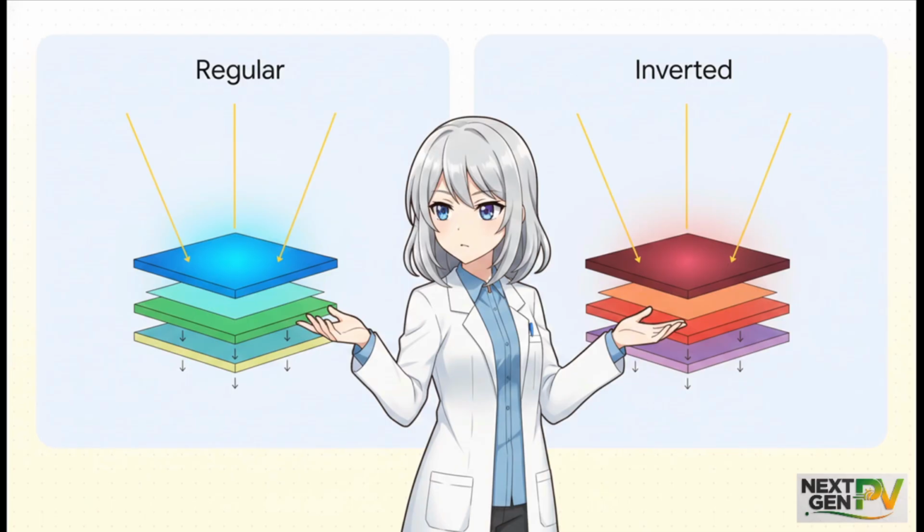The whole difference between a regular NIP and an inverted PIN is decided purely by which transport layer the incoming light hits immediately after passing through the front glass. It's really that simple. In a regular NIP cell, sunlight hits the electron-selective side first. In an inverted PIN cell, the structure is completely flipped, so sunlight hits the hole-selective side first.